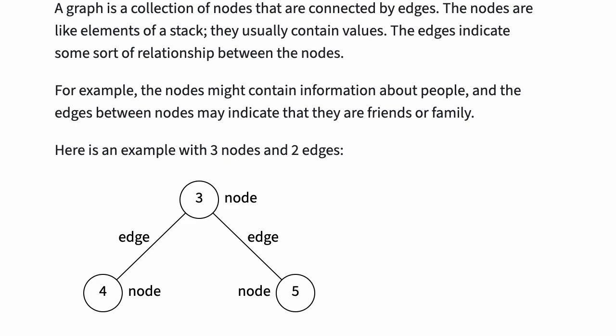A graph is a collection of nodes that are connected by edges. The nodes are like elements of a stack. They usually contain values. The edges indicate some sort of relationship between the nodes. For example, the nodes might contain information about people, and the edges between nodes may indicate that they are friends or family. Here is an example with 3 nodes and 2 edges.